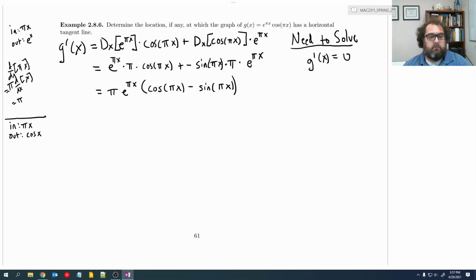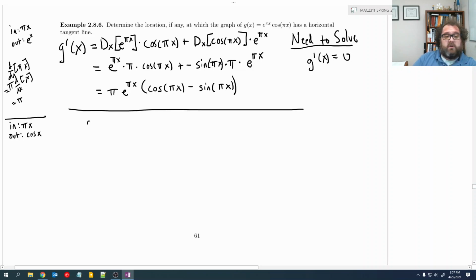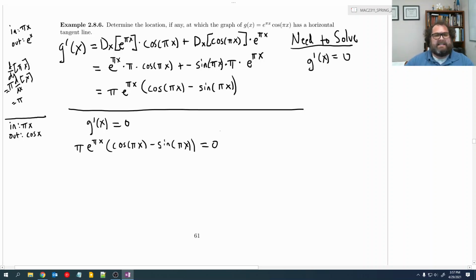Okay. Now what can we do here? Okay, that's our derivative. And now, the key to finding horizontal tangent lines is to solve g prime equals 0. So g prime equals 0. So our derivative is pi times e to the pi x times cosine pi x minus sine pi x equals 0. Well, that looks kind of nasty, but it's factored already at least.